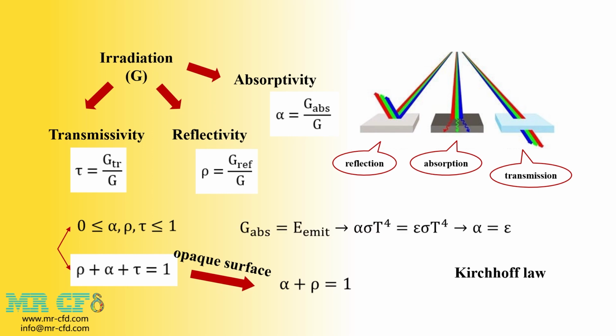We also have a law called Kirchhoff's law in the subject of radiation. This law asserts that the energy radiated or emitted by a surface at temperature T is equal to the total absorbed radiant energy received from a black body at temperature T. So it can be concluded that epsilon is equal to alpha.